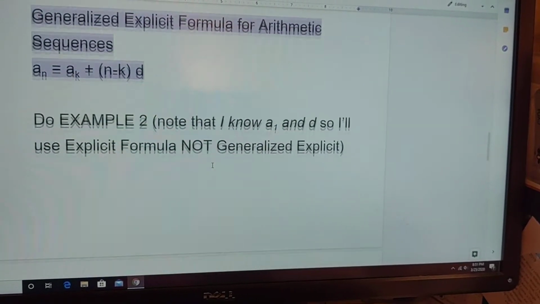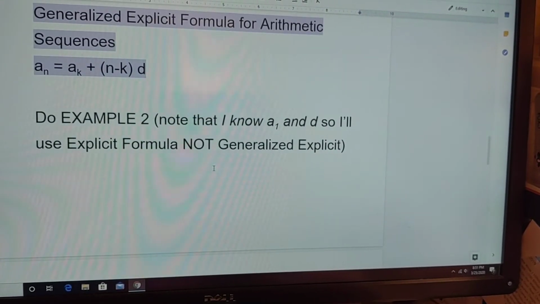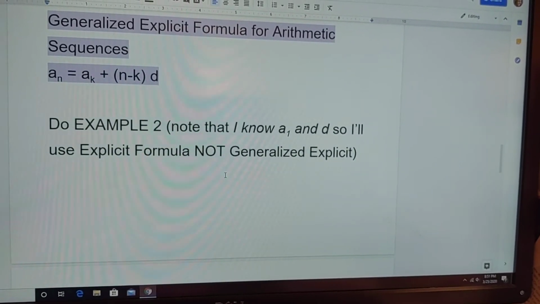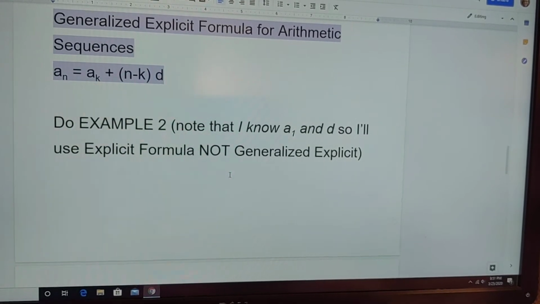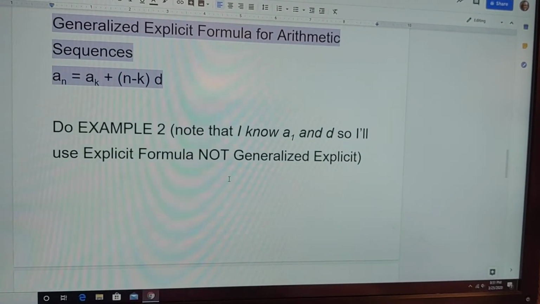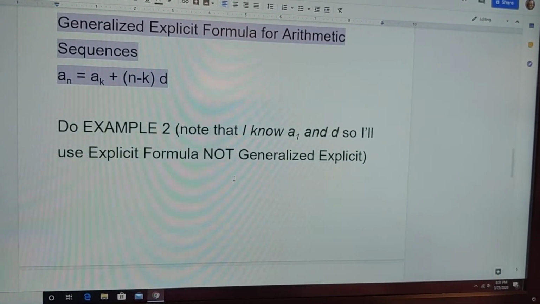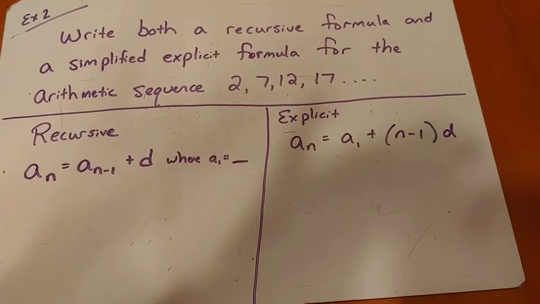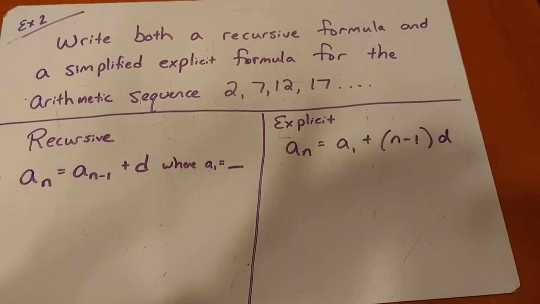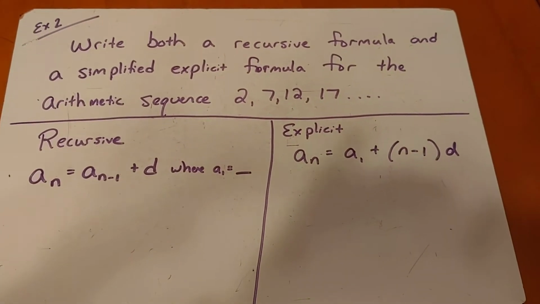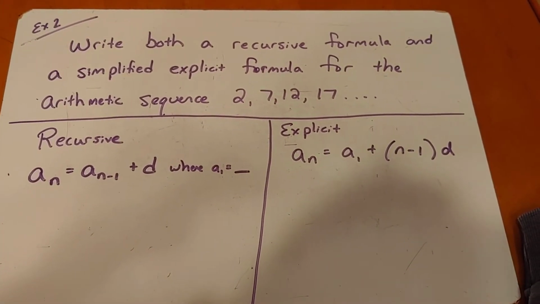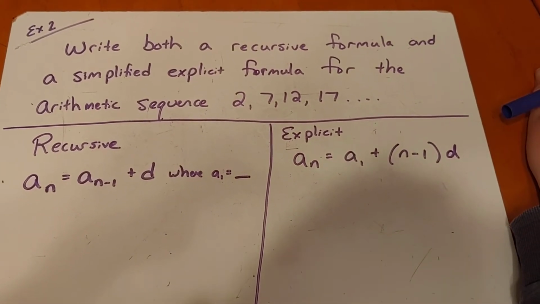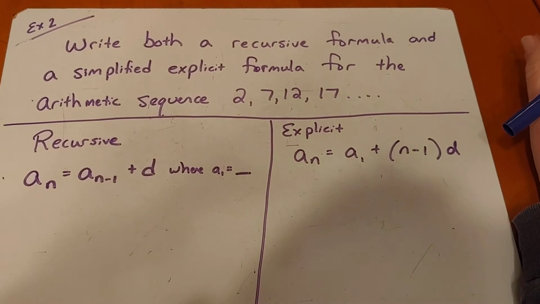We're going to take a look at example 2 together. I already put here what formula to use, but we'll see in a second. Since we know the first term and we know d, we're going to be able to use our explicit formula, not that generalized explicit. For example 2, it wants me to write both a recursive formula and a simplified explicit formula for the arithmetic sequence 2, 7, 12, 17, and so on.